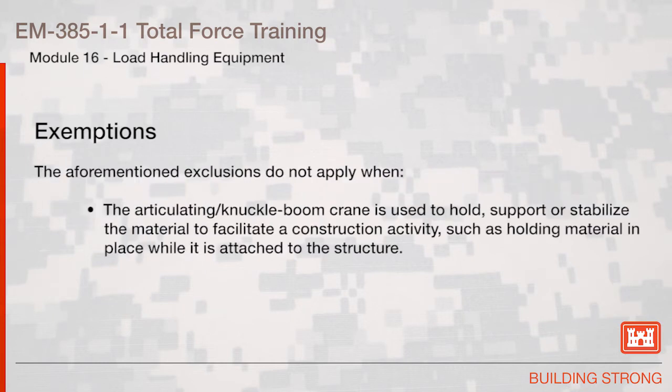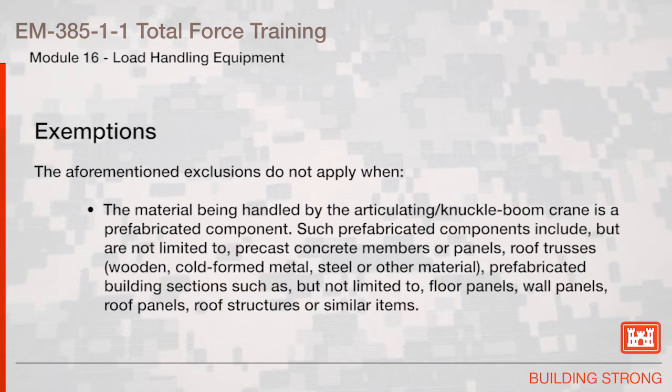The aforementioned exclusions do not apply when the articulating or knuckle boom crane is used to hold, support, or stabilize the material to facilitate a construction activity, such as holding material in place while it is attached to the structure. Nor do they apply when the material being handled by the articulating or knuckle boom crane is a prefabricated component.